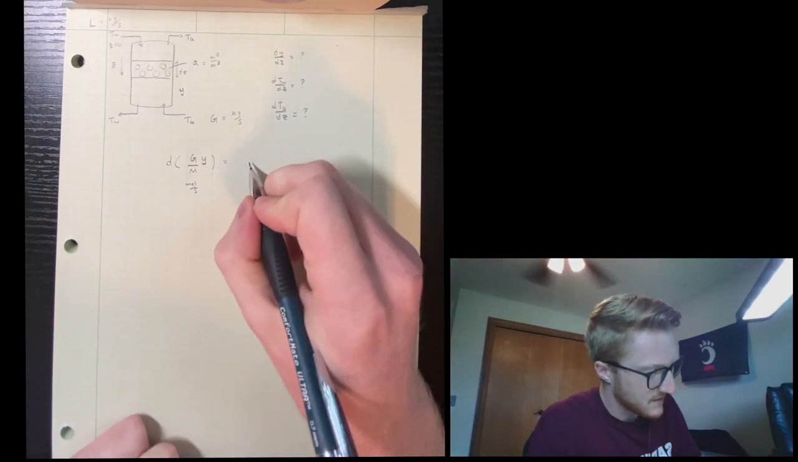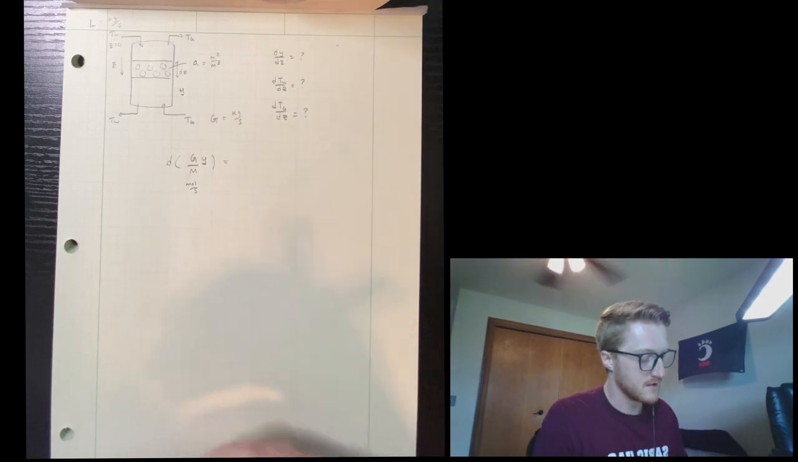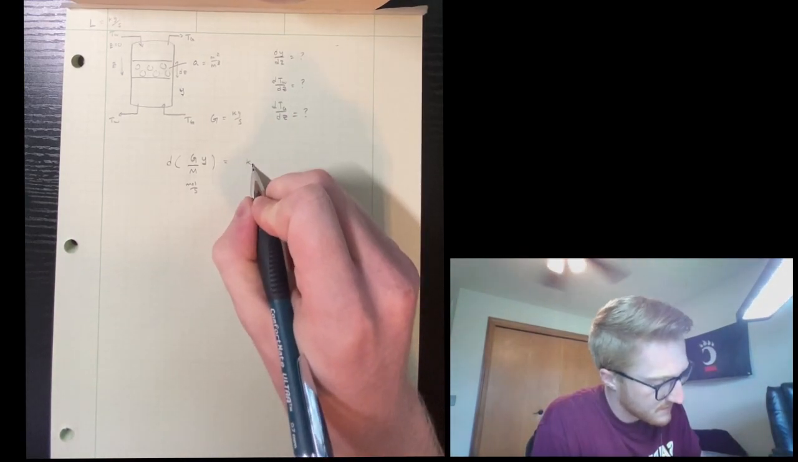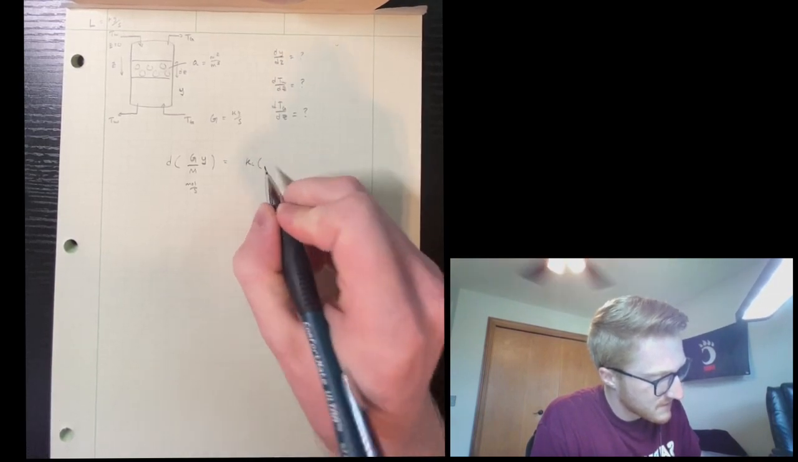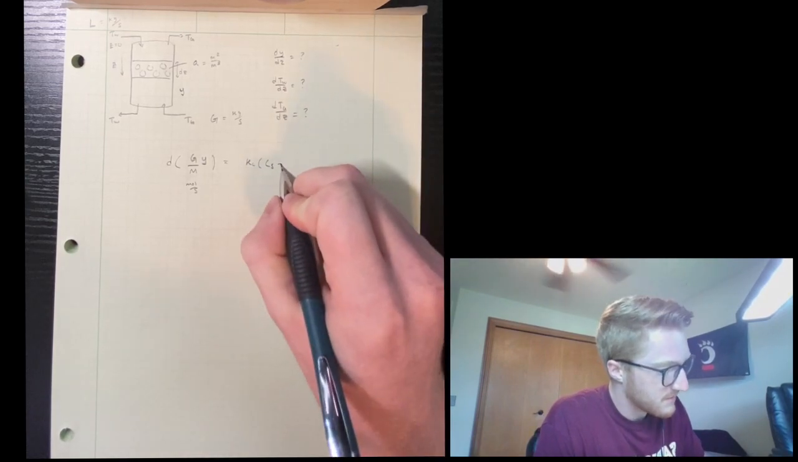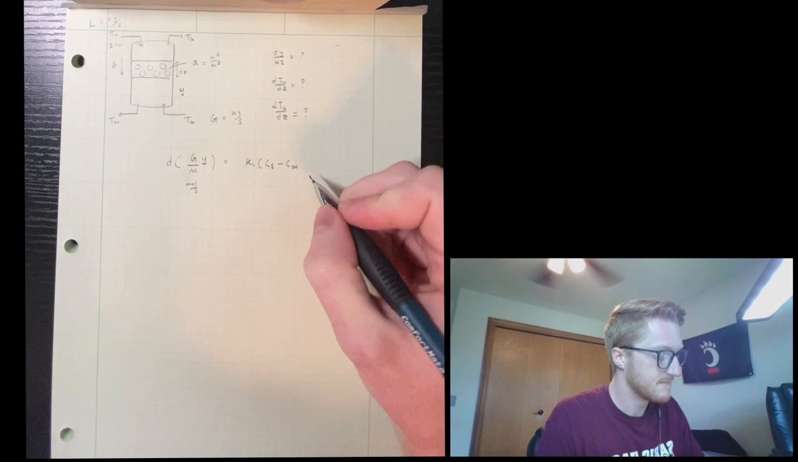So it's going to be driven by the concentration difference of the water between the surface and the air. And so we can define this as the mass transfer coefficient times the concentration at the surface of the water minus the concentration of the water in the air.